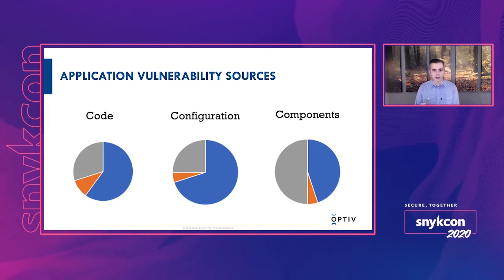Configuration vulnerabilities, much less so. It's usually more straightforward to detect. You know, the configuration setting is either on or off, so it's much easier to interpret. And then components, likewise, are pretty easy to interpret. You have a specifically vulnerable version of a dependency. If it's that version, then it's vulnerable and you need to address it in some way.